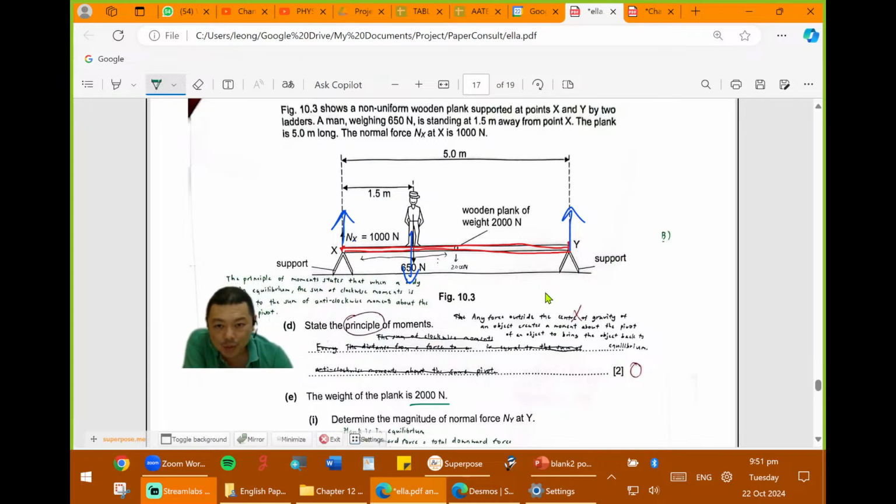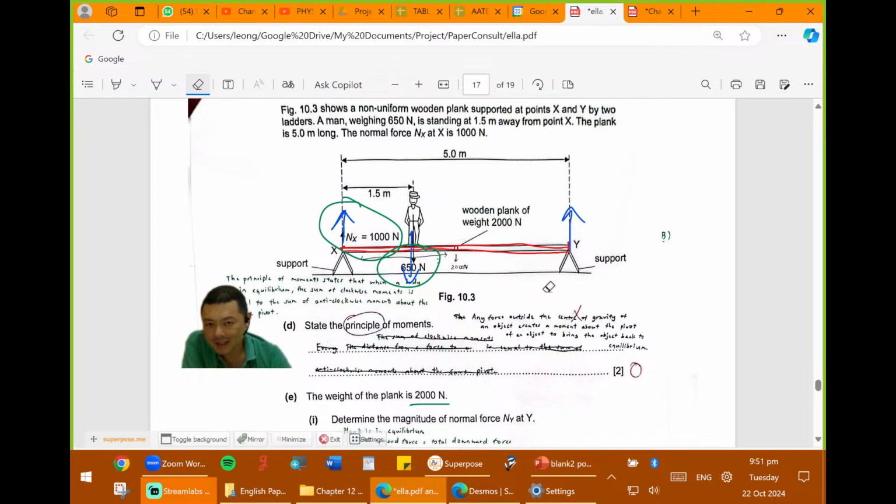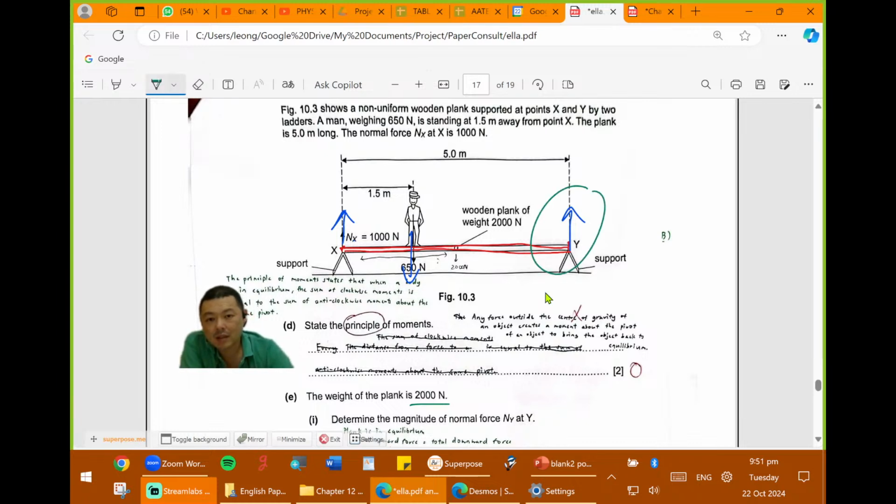Okay, you already know the normal contact force here, right? You already know the weight of the man. You also know the weight of the plank, right? So basically you know all three forces, right? Do you know what's the weight of the Y? What's the force of Y? Okay, so you're saying that we can find the difference, right? Basically, 2000 plus 650 minus 1000. Yeah, right. The two downwards minus away.